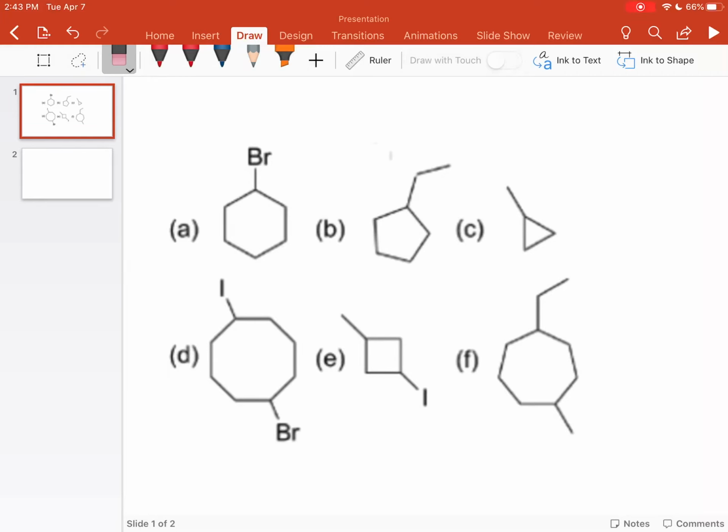Okay, in this video I'm going to show you how to name alkanes. Cycloalkanes. So these are cycloalkanes, and each of the spots where there's a bend in the corners represents a carbon. So if we count the number of carbons here, we can have six. We see that we have 6 carbons.